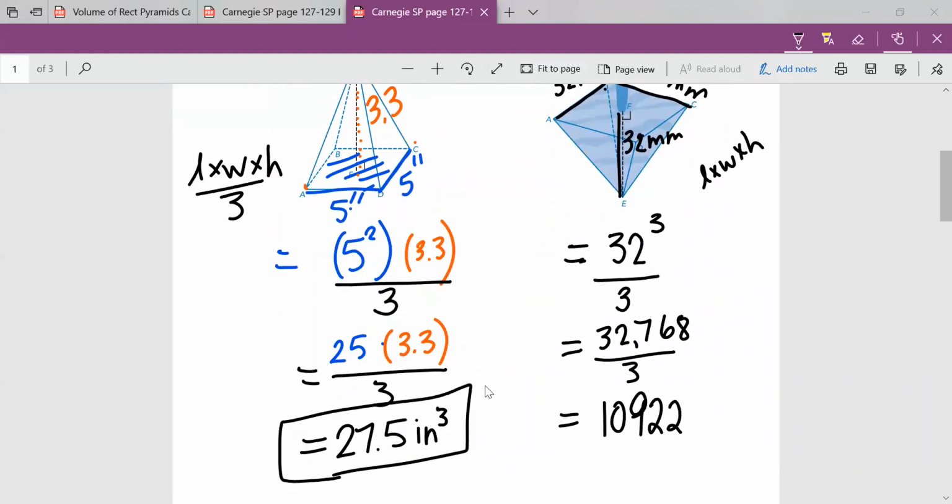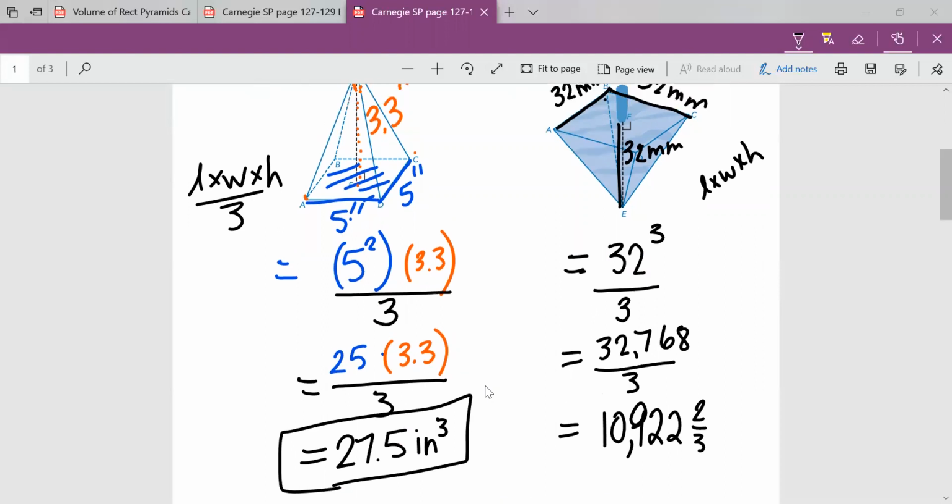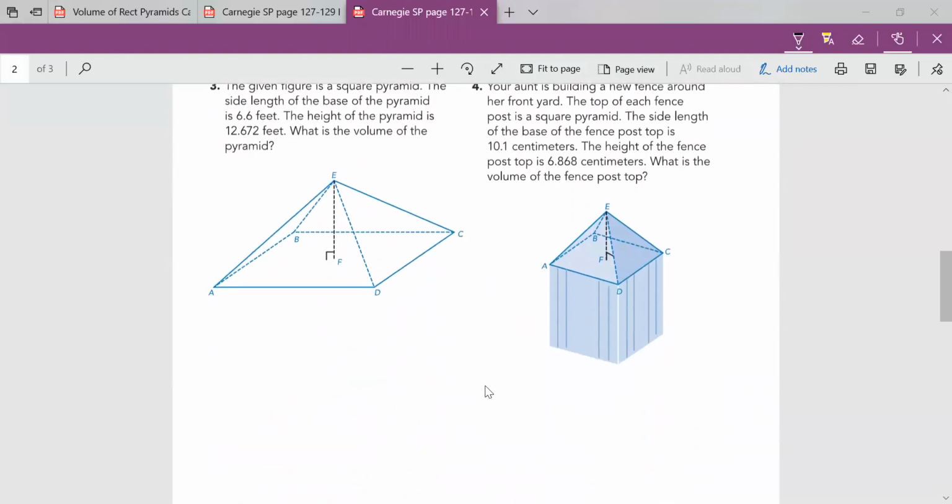So I like to use a fraction. 0.6 repeating is the same as 2/3. It was 10,922 and 2/3 millimeters cubed, or 0.6 repeating. Hopefully you got that same answer. Let's look at number 3.